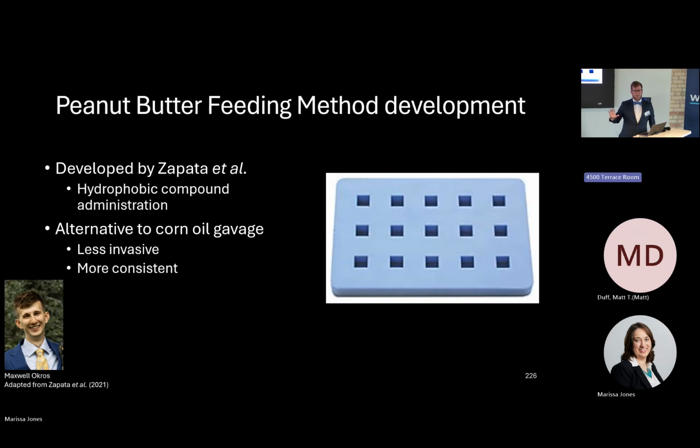So I do want to give a quick shout out to Max Okros. He was the mastermind behind revamping this peanut butter pellet feeding method. So it was originally developed, again, to deliver hydrophobic compounds, and he was the first to propose to use this for our mice.